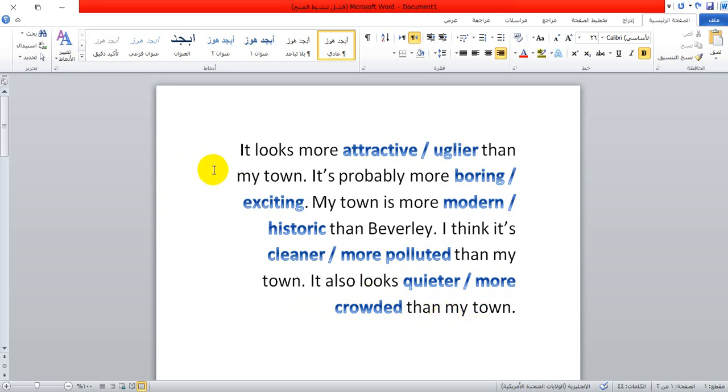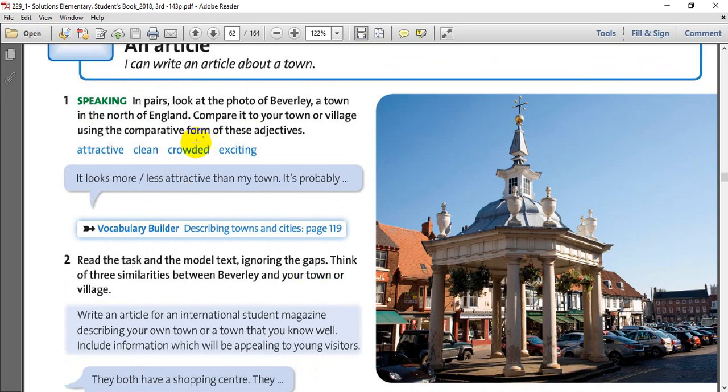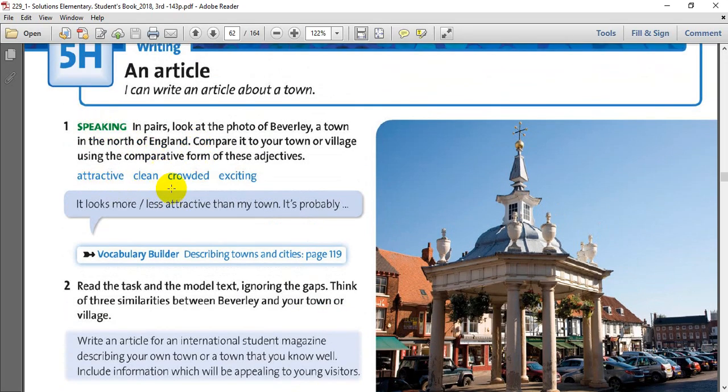Let's read again. It looks more attractive or uglier than my town. It's possibly more boring or exciting. My town is more modern or historic than Beverly. I think it's cleaner, more polluted than my town. It also looks quieter or more crowded than my town. Here we have number 1.